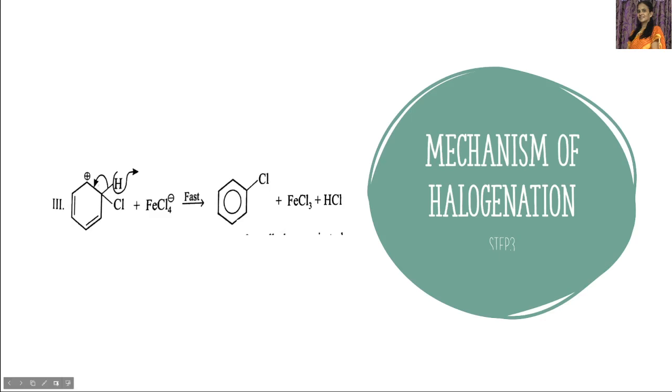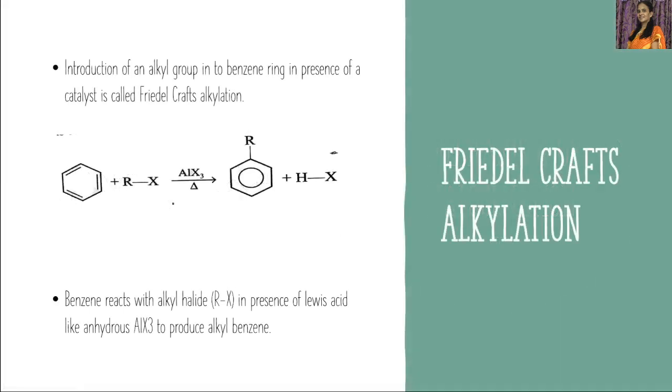Next, let's discuss another very important chemical property of benzene. This is also an electrophilic substitution reaction, that is nothing but Friedel-Crafts alkylation. In this Friedel-Crafts alkylation, we introduce an alkyl group into the benzene ring in presence of a catalyst. So an alkyl group is introduced.